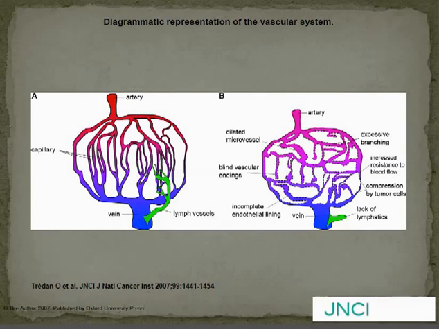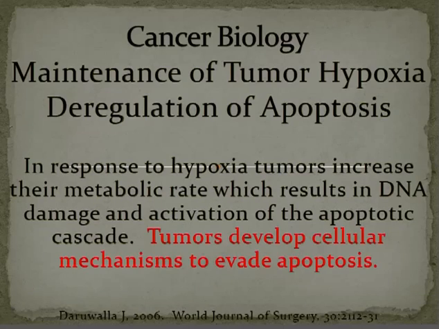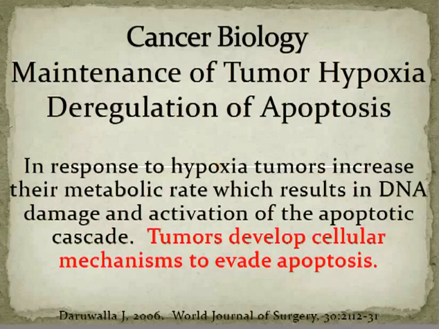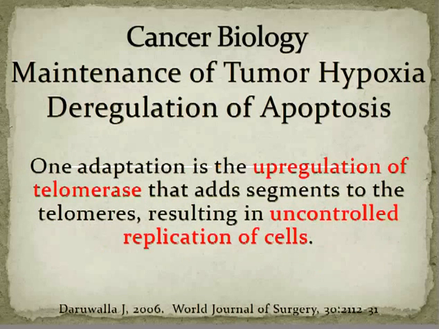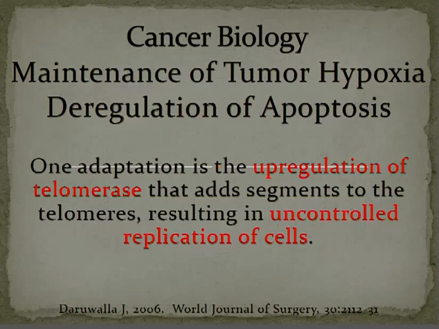How about deregulation of apoptosis? Turns out, in response to hypoxia, tumors increase their metabolic rate, which results in DNA damage and activation of the apoptotic cascade, and they develop cellular mechanisms then to avoid this apoptosis. Well, one of these is upregulation of telomerase. Telomerase normally adds segments to the telomeres, resulting in uncontrolled replication of cells.